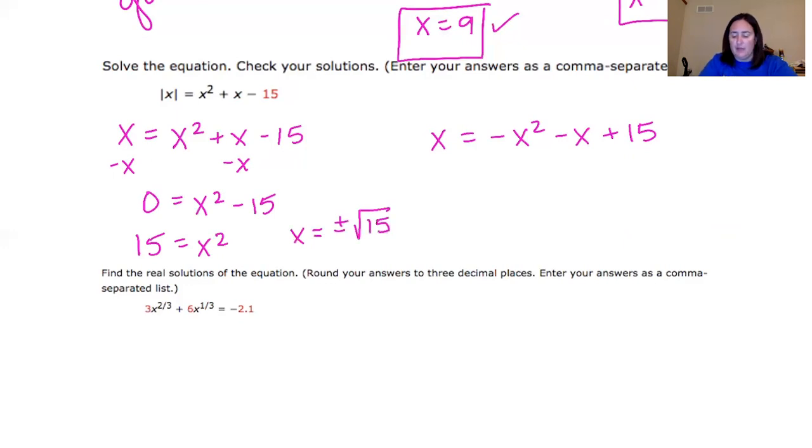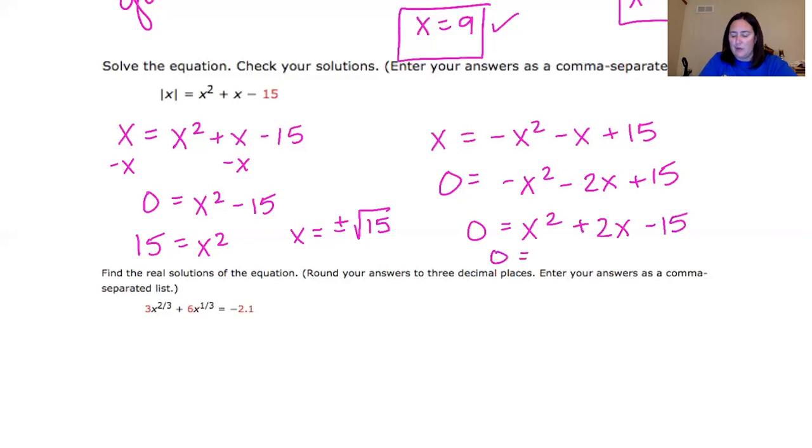On the other one, again, we can do the same thing. So I'm going to subtract x. So I'd have negative x squared minus 2x plus 15. I don't necessarily like my quadratic term to be negative, so I'm going to divide everything by a negative to switch my signs. So I'm going to have x squared plus 2x minus 15. Now, when I look at this, I can see that I can factor. So I would have x plus 5 and then x minus 3. When I set each piece equal to 0, I get x equals a negative 5 and x equals a 3.